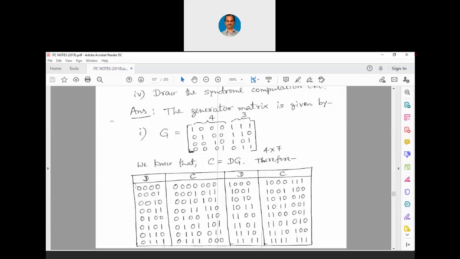So now for 0, 0, 0, 0, obviously the code vector is all 0, seven zeros. For 0, 0, 0, 1, D into G. For the 0, 0, 0, 1, just find out. First one 0, second one 0, third one 0, fourth one 1. So when it is fourth one 1, you can see here the fourth row is coming here, 0, 0, 0, 1, 0, 1, 1. That itself is coming here.